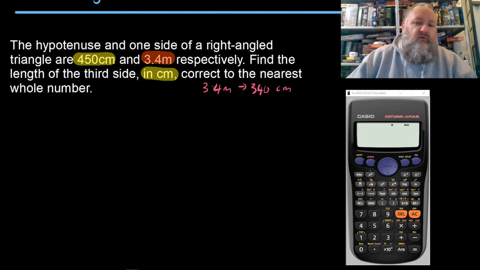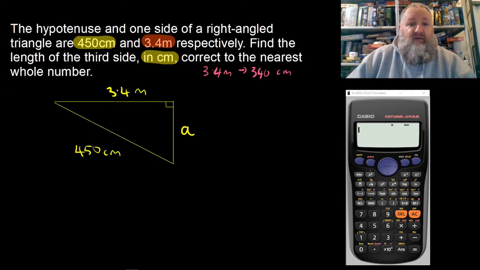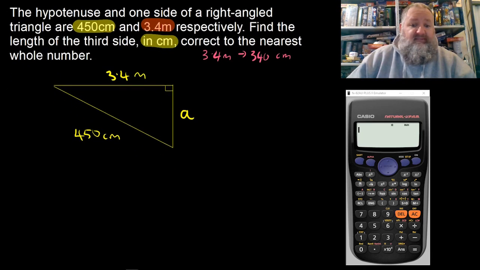Okay, I need to draw the actual drawing. I know I'm dealing with a triangle. My hypotenuse will be 450 centimeters. One of my sides will be 340, and then I'm going to have an unknown side, which I'm just going to call a. Okay, now that I have my triangle drawn, it's just the same process that we did before.